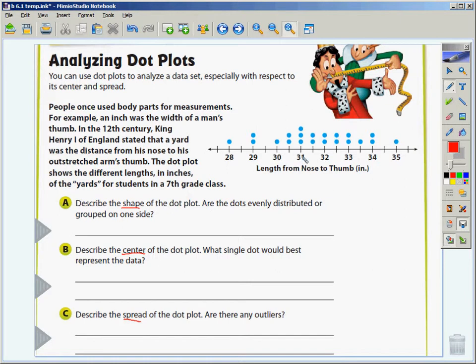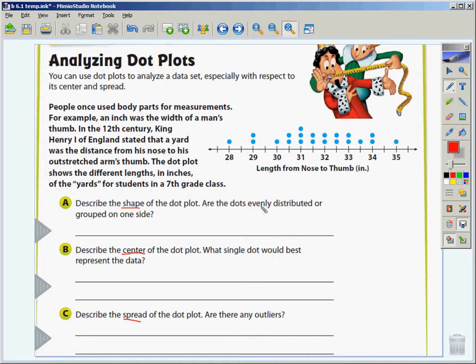Is it? Or is it pretty evenly spread out? It's relative. I know there's more at 31, but then there's 2, there's 2, there's 2, there's 2, there's 2, there's 1. They're pretty evenly spread out.